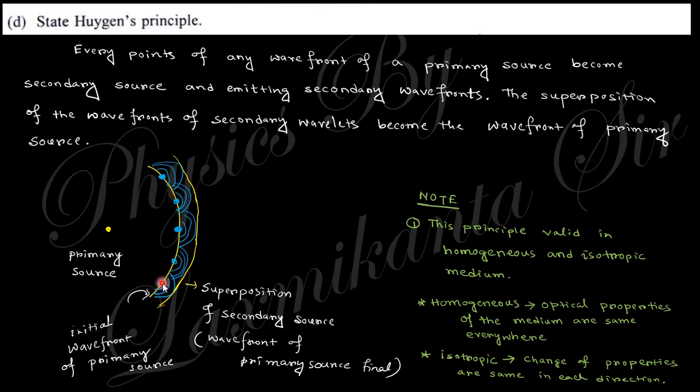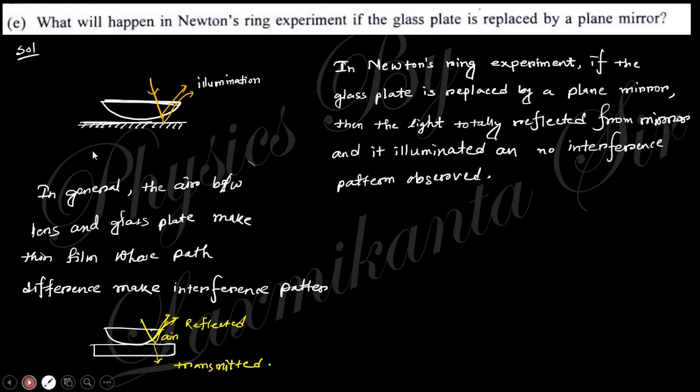Every point on the primary wavefront acts as a secondary source point, and they emit secondary wavelets. The superposition of the secondary wavefronts becomes the wavefront of the primary source. Okay, so this is written here. Every point of any wavefront of a primary source becomes a secondary source, emitting secondary wavefronts. The superposition of the wavefronts of the secondary wavelets becomes the wavefront of the primary source. Right? I think that is clear. Next question.